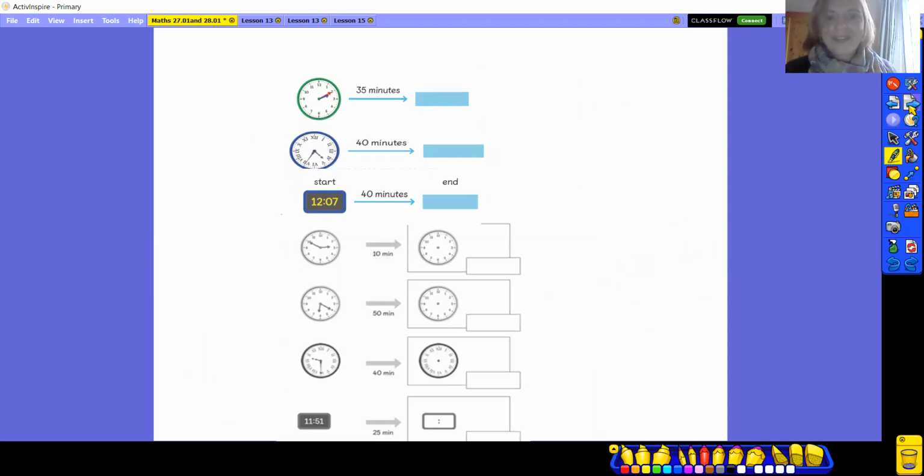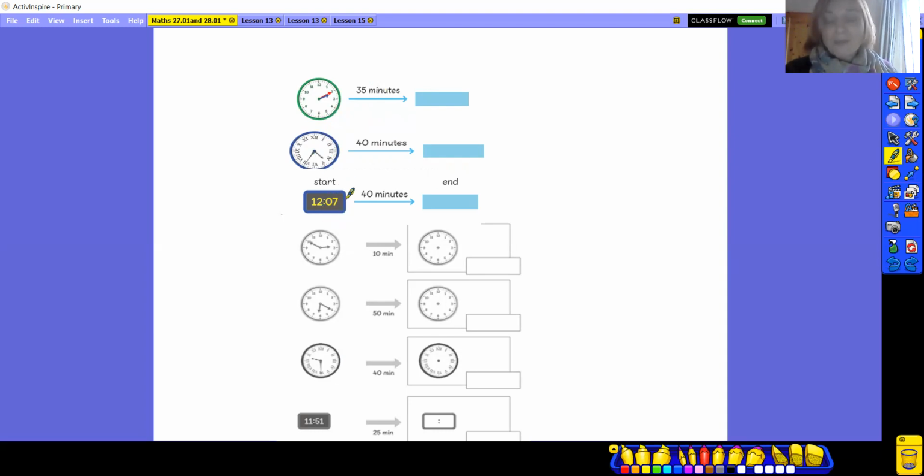Okay, there we go. So there are a range of different clocks there, and don't forget this is in your maths pack, so if you can't read it from here, don't worry, because it's all in your maths pack ready for you. So on the first clock, you've got to add 35 minutes. Remember, you can count round, like I did in fives. Next one 40, and then the next one 40 as well.